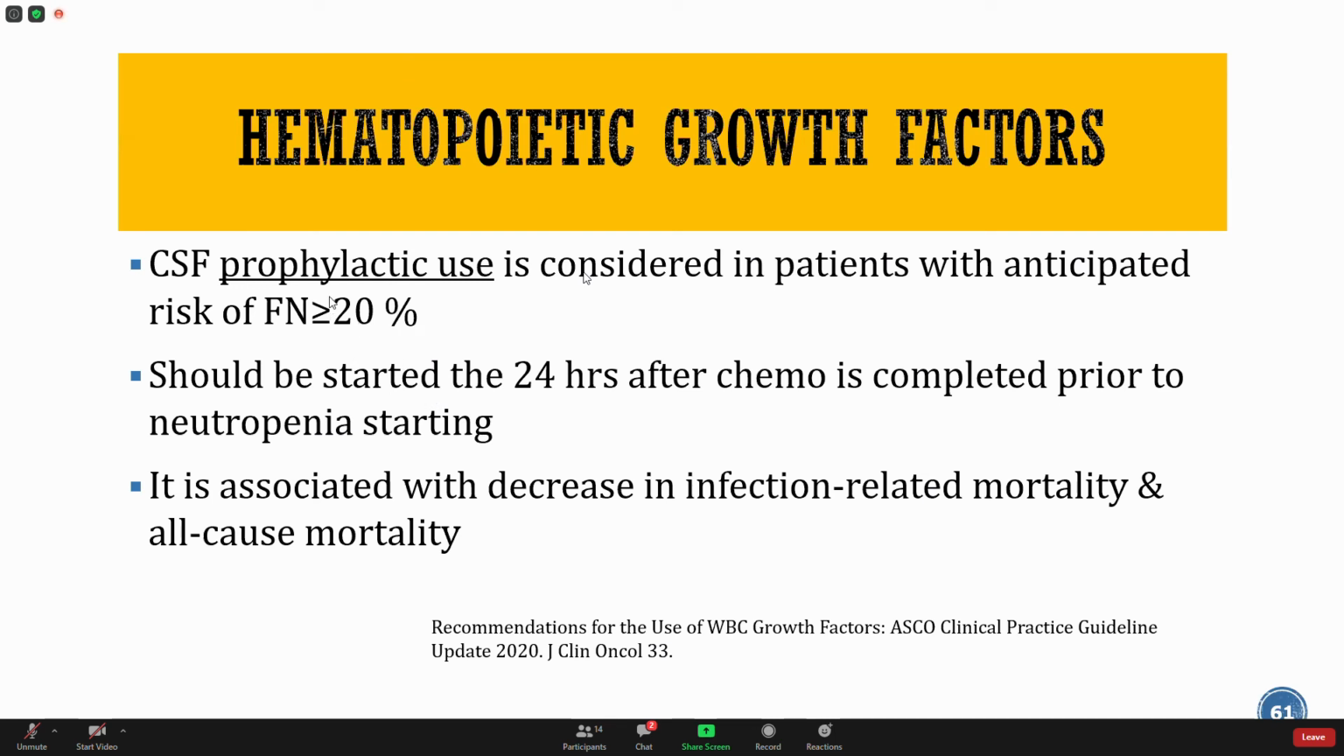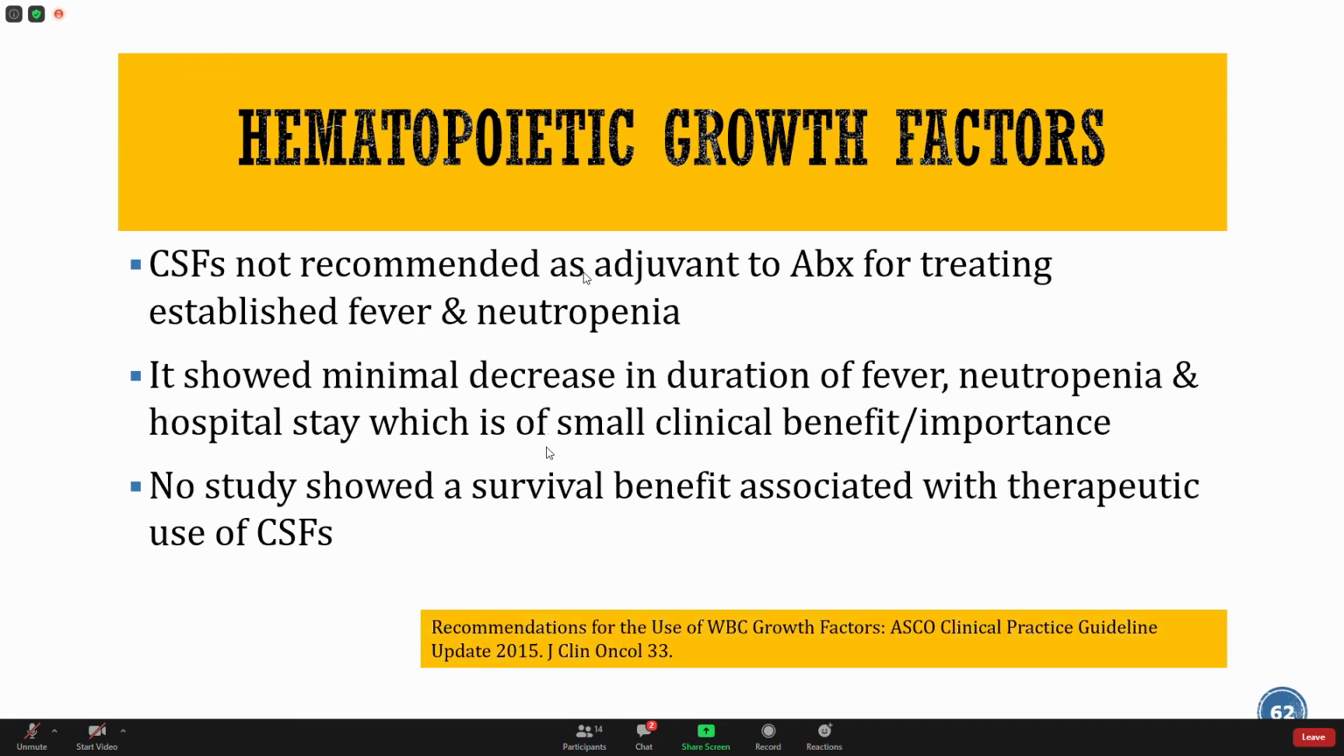And this is the indication. Those patients who are receiving chemotherapy regimens known to cause febrile neutropenia in more than 20% of patients according to the reported literature are the candidates to receive the GCSF.